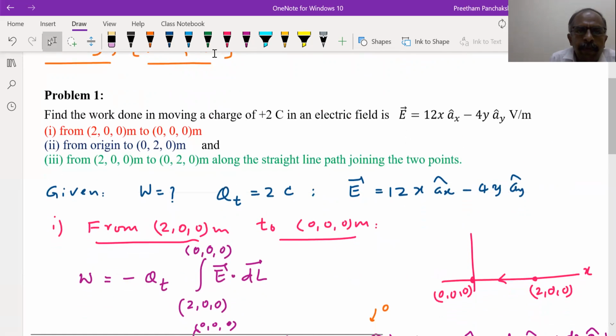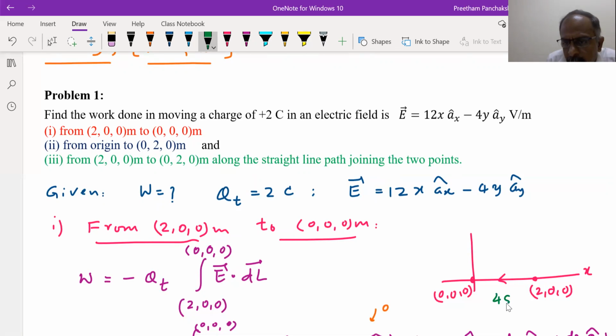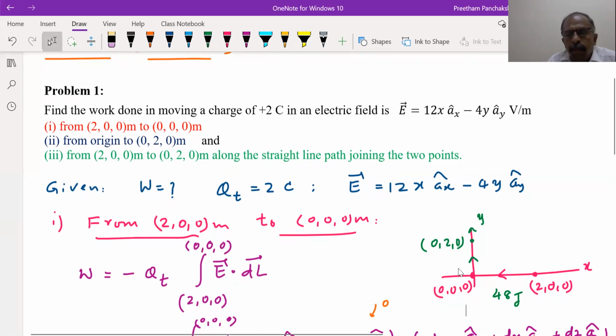So here, if you look into this diagram, we got a total work done of 48 joules. In the second problem, we are moving from the origin to (0,2,0). A point is chosen here, that is (0,2,0), let us say. So in part 2, the charge is moved from the origin to (0,2,0). Let us see how much work is done for this particular path.